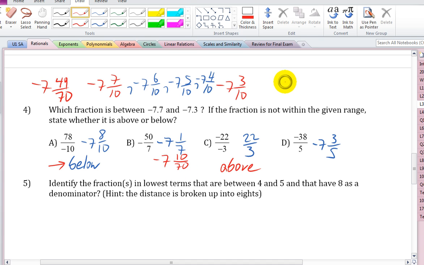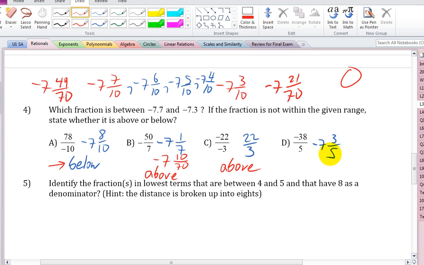Looks to me like it might be way up here, so let's convert this one. Negative 7 and 21 over 70. Okay, so what would you say about this? It's above. Okay, because 10 is going to be way up here. Okay. What about this one?